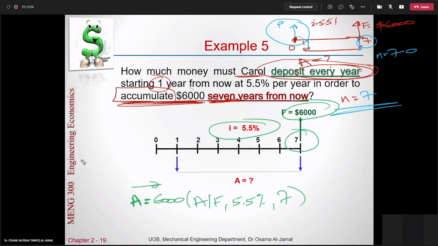So the answer: high first step again, high second step, the third step, the answer. So A equal to what? $ sign. Okay, Hassan Ali. 725,177. How much? $725 and 77 cent.